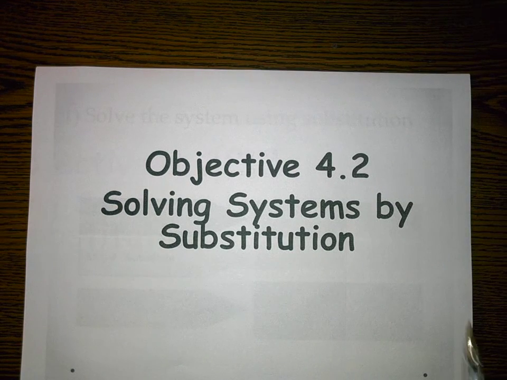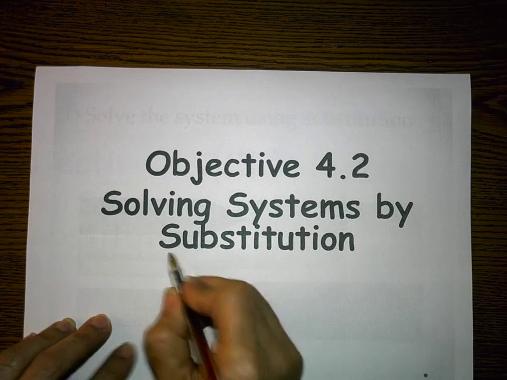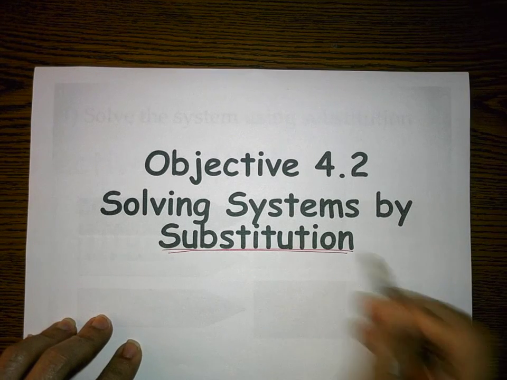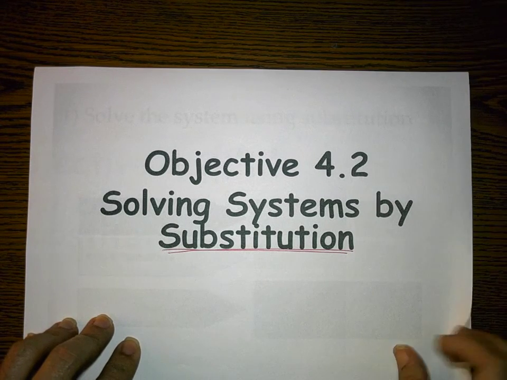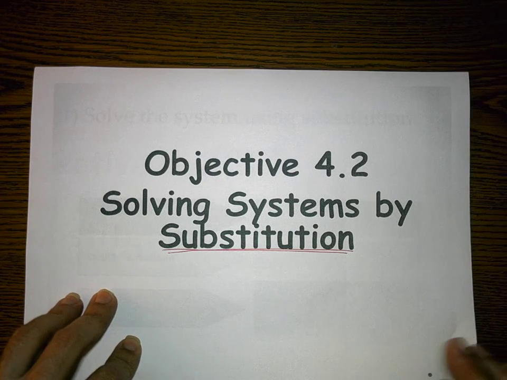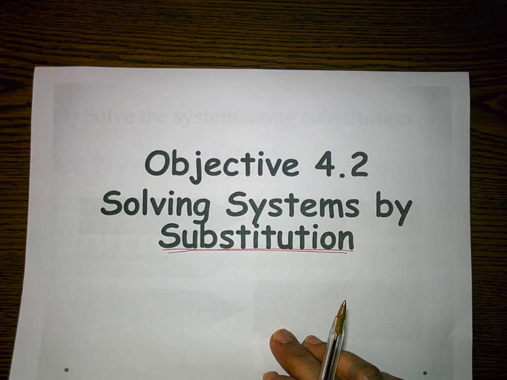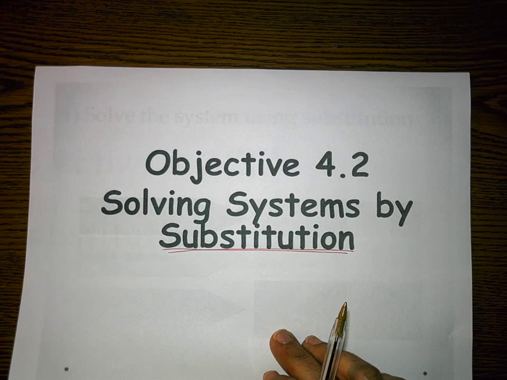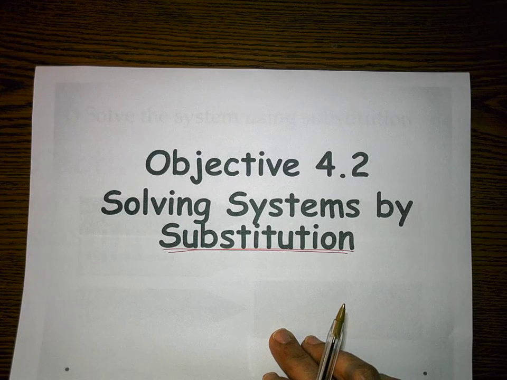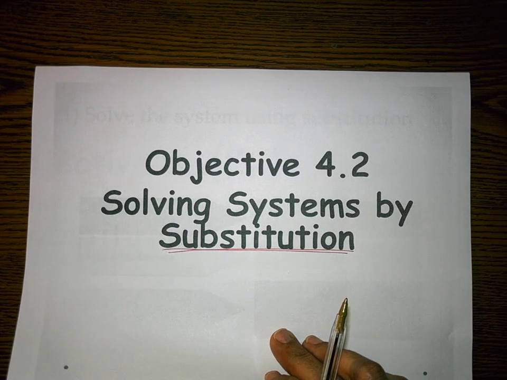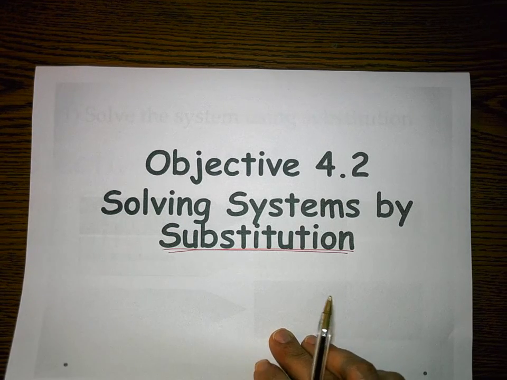All right, so this is objective 4.2, solving systems by substitution. We are substituting something for something else, things that are equal to each other, okay? So it is all about substitution. It's a very difficult method, but we have to learn how to do it. And then we'll also learn elimination, and you can choose which one is your favorite and work with the best method that you can solve. But this one is all about substitution.